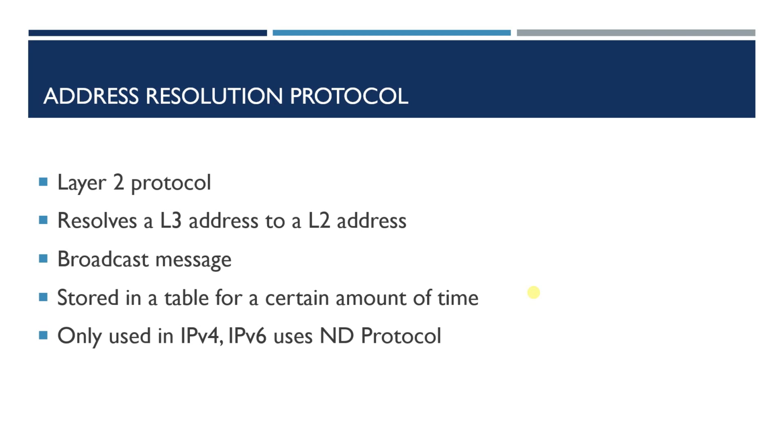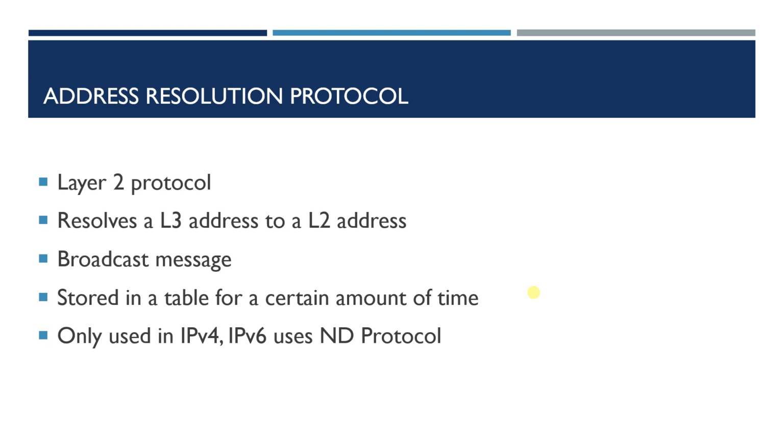So I have an IP address. How do I physically get to that IP address? I need that layer 2 MAC address. This is sent as a broadcast message, and then the responses are stored in a table, and depending on the operating system you have, it'll be there for a certain amount of time. ARP is only an IPv4 protocol, and IPv6 has something like ARP, but it's called the Neighbor Discovery Protocol, which is a little bit different because there are no broadcast messages in IPv6.